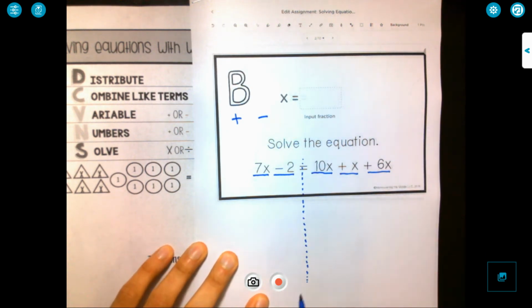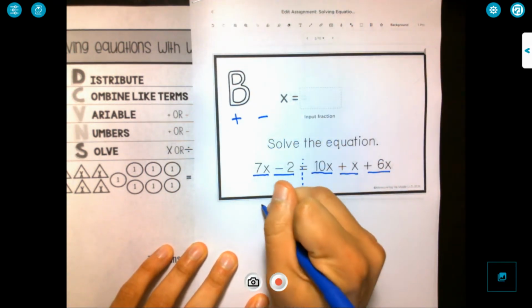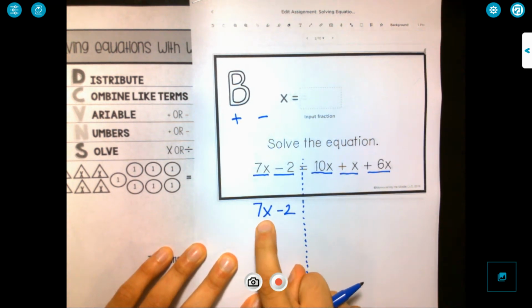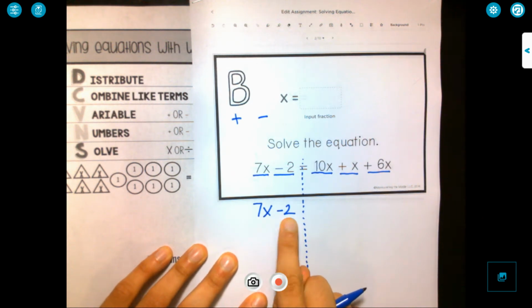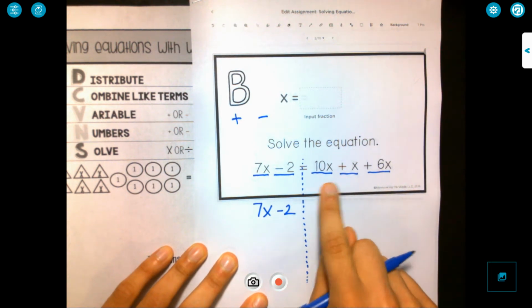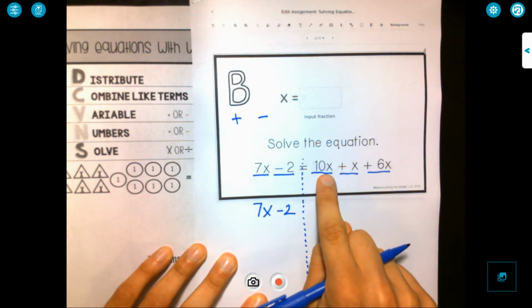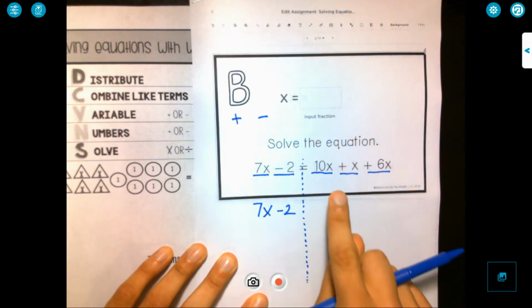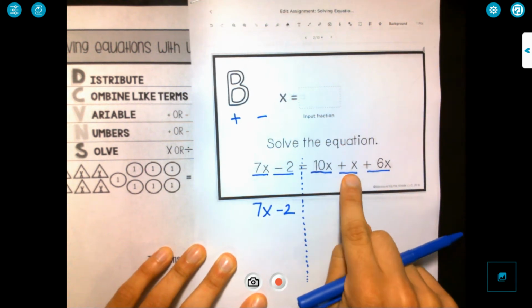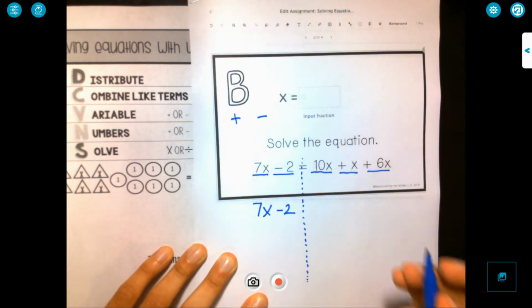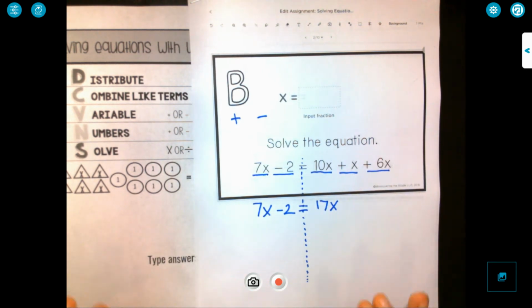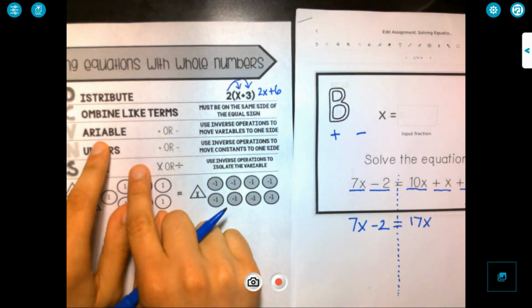So I'm going to go ahead and rewrite. I'll come down here. So 7x - 2. Notice 7x is a variable with a coefficient, and the next term is just a constant by itself, so there's nothing over here that we can combine. Over here, however, we can combine all three because they each have the same variable x. So we're going to add 10 + 1 + 6 and get 17x. Just like that.